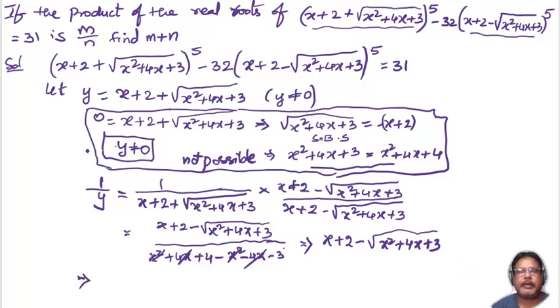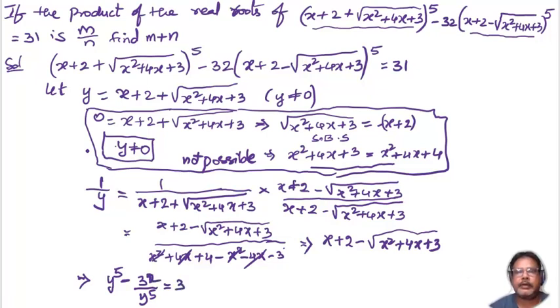Now if you substitute the value, y^5 − 31/y^5 is equal to, 31 not 32 over here.